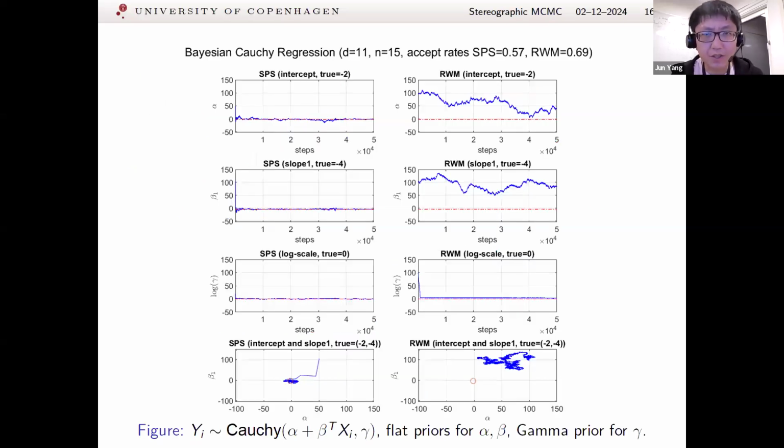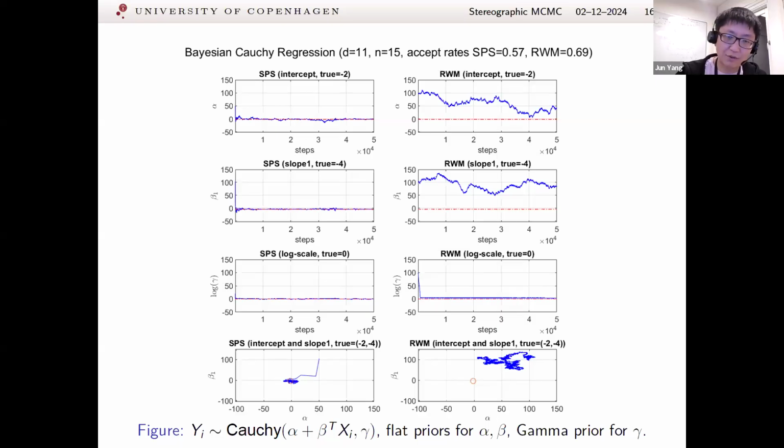Okay, so this is a toy example in the paper. It's a realistic example, a Bayesian Cauchy regression. We assume the data we observe come from a Cauchy distribution with some parameters. Alpha is the intercept, beta is a vector which corresponds to the slope, and this is the scale parameter gamma. So under certain settings, we can have a posterior distribution for alpha, beta, and gamma.